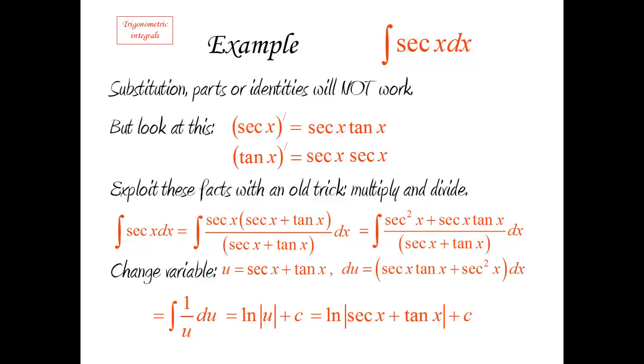Not very easy, not intuitively. But again, you may want to go through the procedure and look at how smart the observation is about the relationship between secant and tangent, and how that gives us the right method to do it.